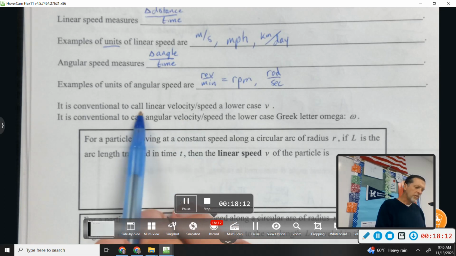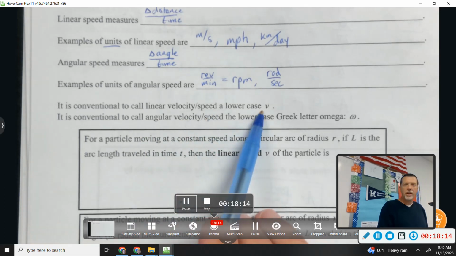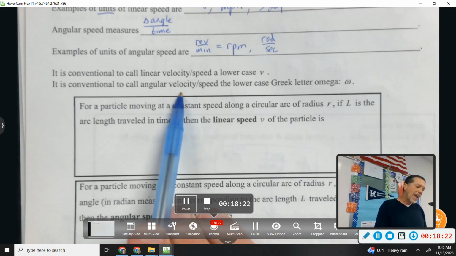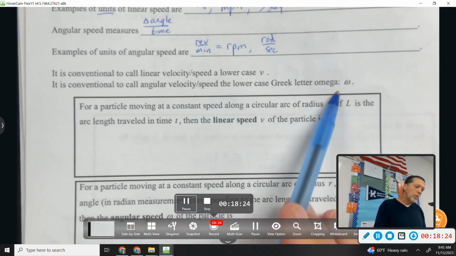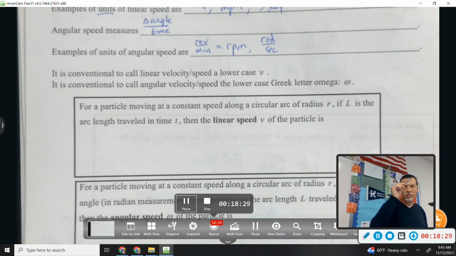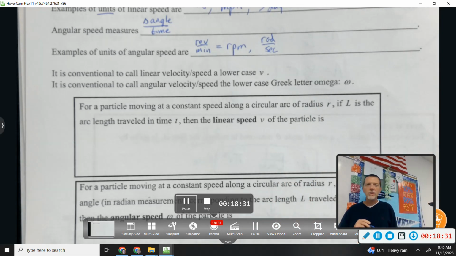Conventionally called linear velocity with a lowercase v, right? So we're not changing what you already know. Little v is velocity. We're good there. Conventionally called angular velocity with a lowercase Greek omega, that little, like a script w. That's what it looks like. A script w is omega. That's angular velocity.